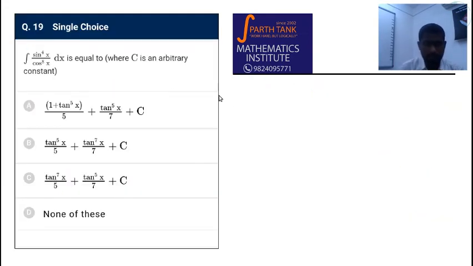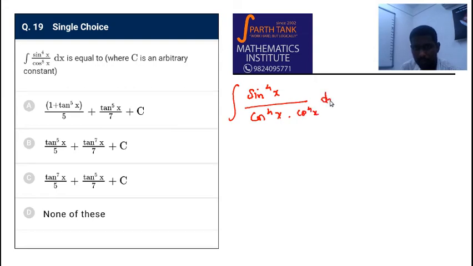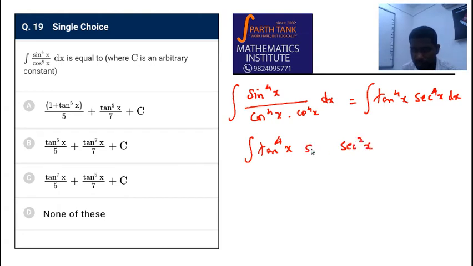Question number 19. Integral of sine power 4x cos power 8x dx is equal to. Very simple question. Split the cos power 8x as cos power 4x into cos power 4x dx. Now this is tan to the power 4x, and 1 by cos raised to 4x is secant power 4x. Now we know tan when differentiated becomes secant squared, right? So we'll try to keep a secant squared and then change this again to tan.